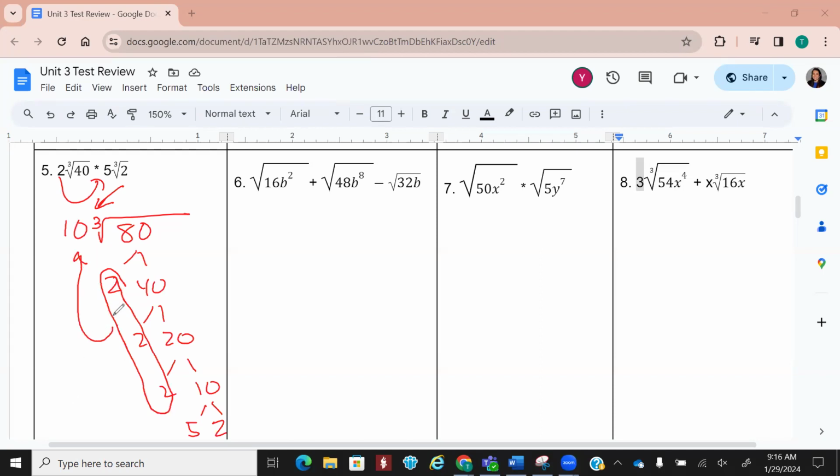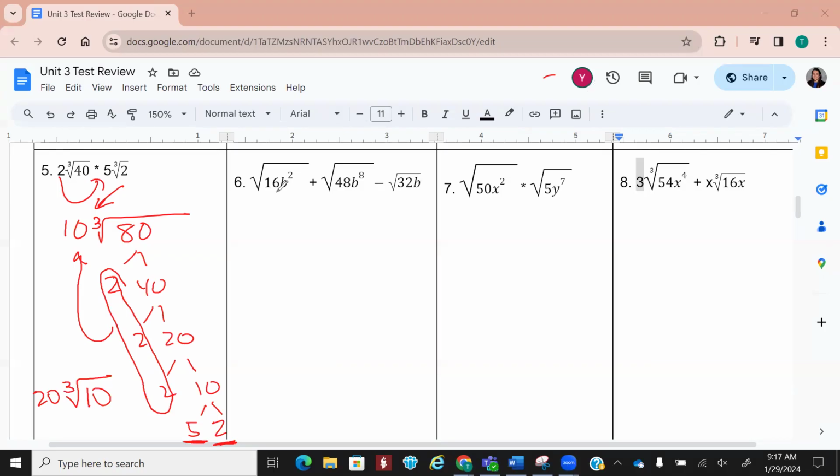What's 10 times 2? 20. And then this is the part that everybody forgets. What's 5 times 2? 10. Okay, so whatever we're left over with, that's what we're going to multiply together and put back in. So to summarize, we break down by factors, and then we look at the ends of the branches. And if we have a group of 3's, then we're going to pull that out to the front.